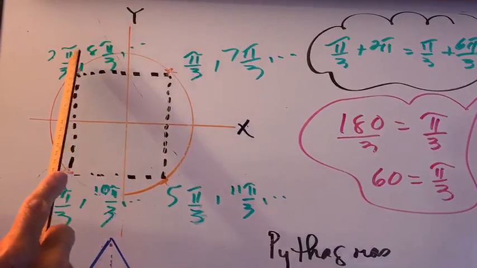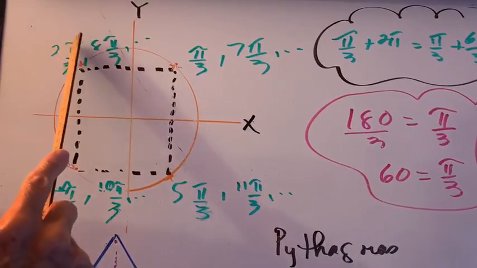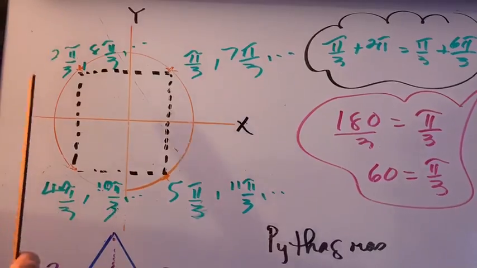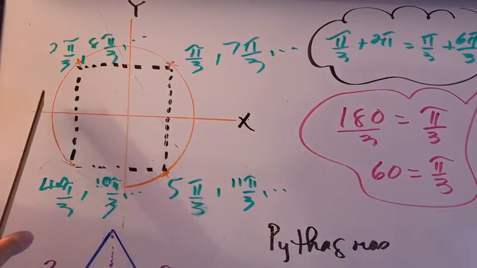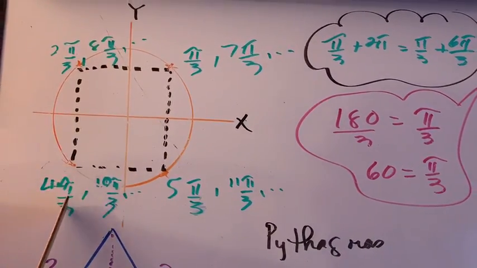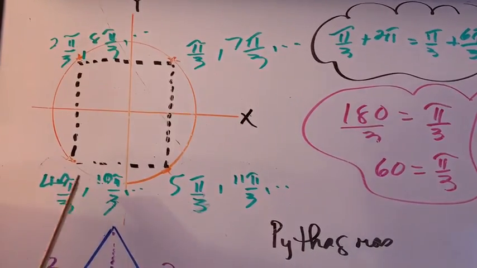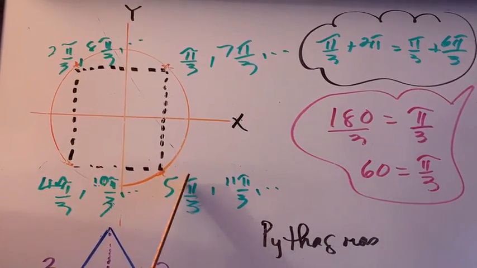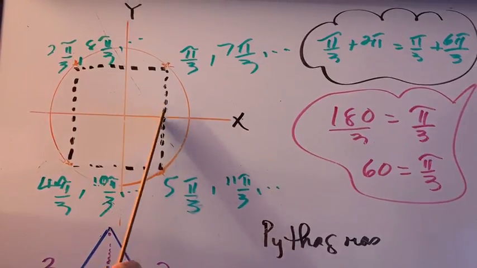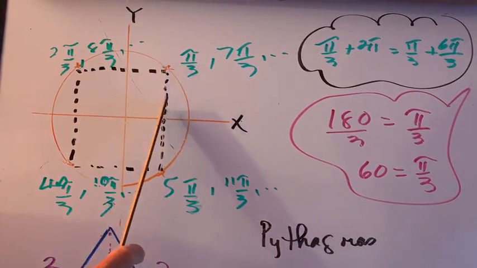And over here, 2 60s is 2 pi by 3s, 2 60s. And then 3 is going to be pi. 4 60s, okay, 6 4s are 240. And then 5 times 60 is 300, okay, notice 60 degrees and 60.